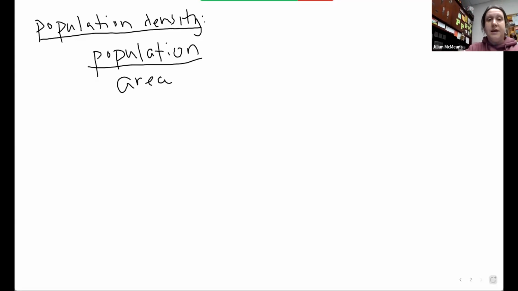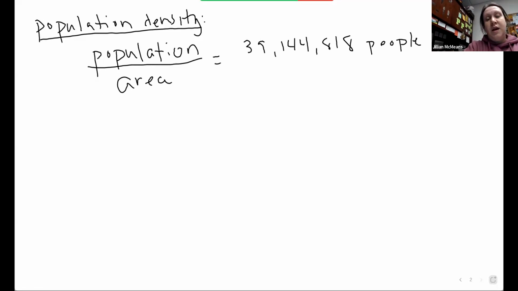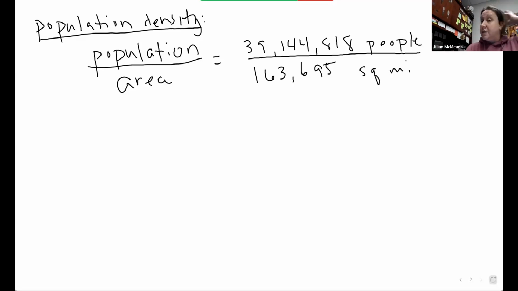At some point in the past, the population of California was 39,144,818 people. Now, the area of California in square miles is 163,695 square miles. So you can write it square miles like that. You could do MI with the little exponent of 2. Either way, it's square miles. Okay, so this is your setup. As long as you show me your setup, you can jump to the calculator.